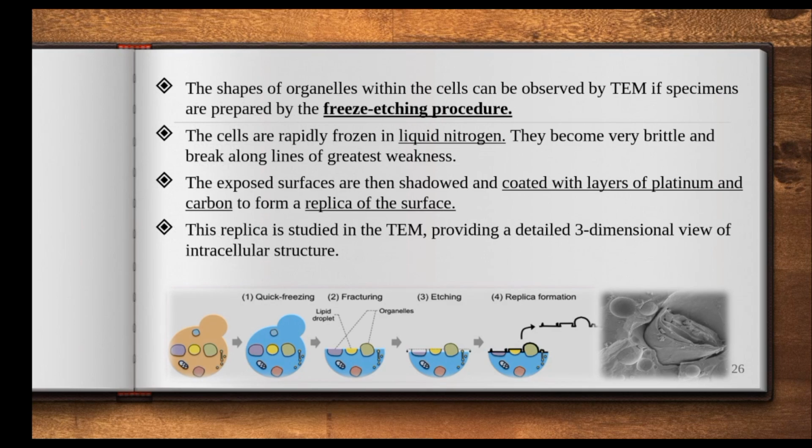The shapes of organelles within the cell can be observed by transmission electron microscope if specimens are prepared by freeze etching procedure. The cells are rapidly frozen in liquid nitrogen. They become very brittle and break along the lines of greatest weakness. The exposed surfaces are then shadowed and coated with layers of platinum and carbon to form a replica of the surface. This replica is studied in transmission electron microscope, providing a detailed three-dimensional view of intracellular structure.